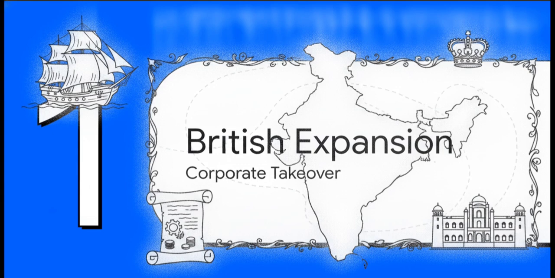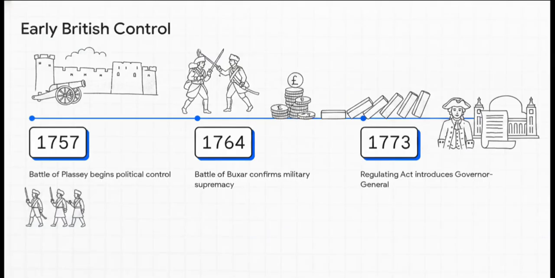Subtitle, The Corporate Takeover, covering 1757 to 1857. So how exactly does a corporate trading entity end up establishing absolute political control over a vast subcontinent? Well, it started with a massive domino effect in 1757 at the Battle of Plassey. That was really the spark of British political dominance, using Bengal as their home base. And then, just a few years later, the 1764 Battle of Buxar essentially locked in their military supremacy and handed them Diwani rights, meaning they could now collect the revenue.